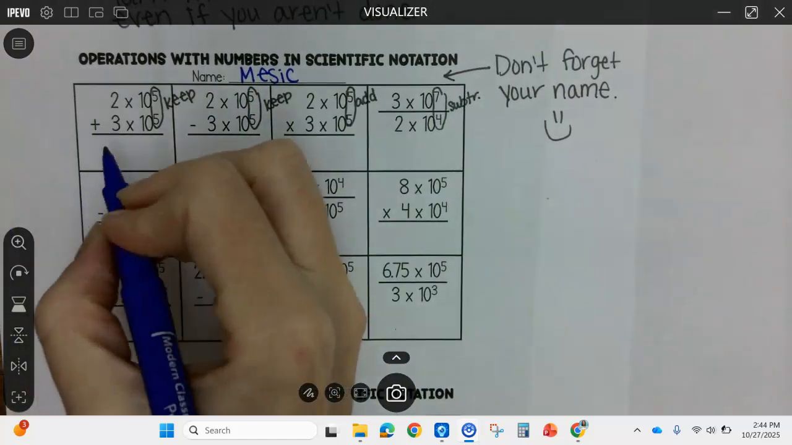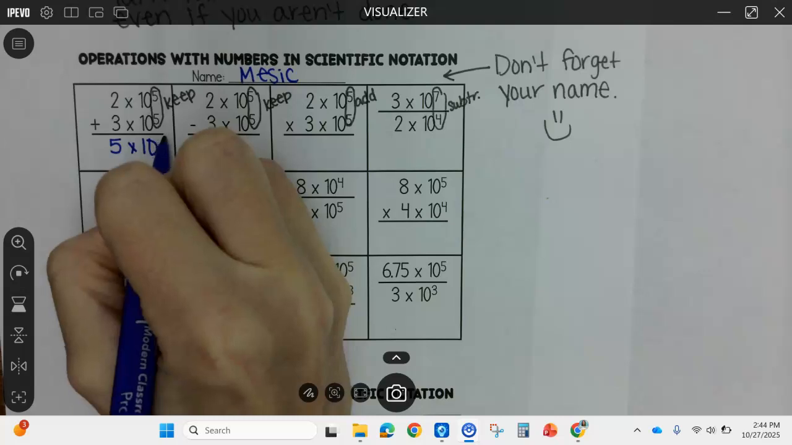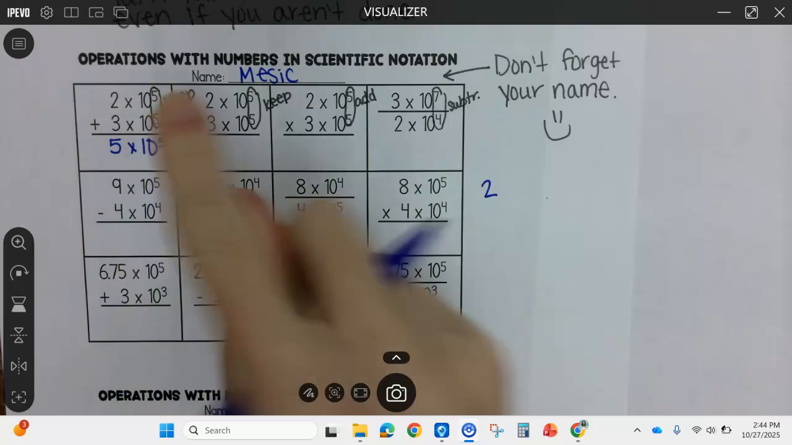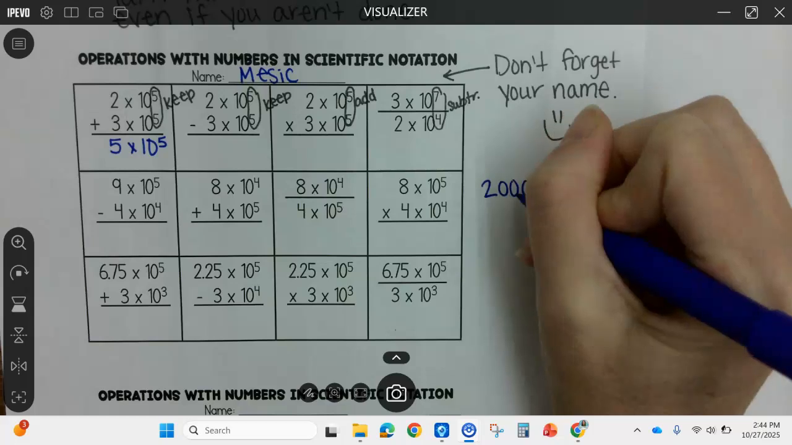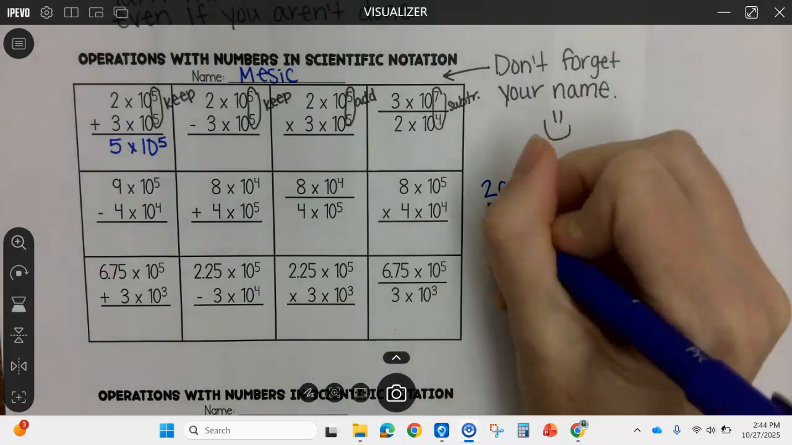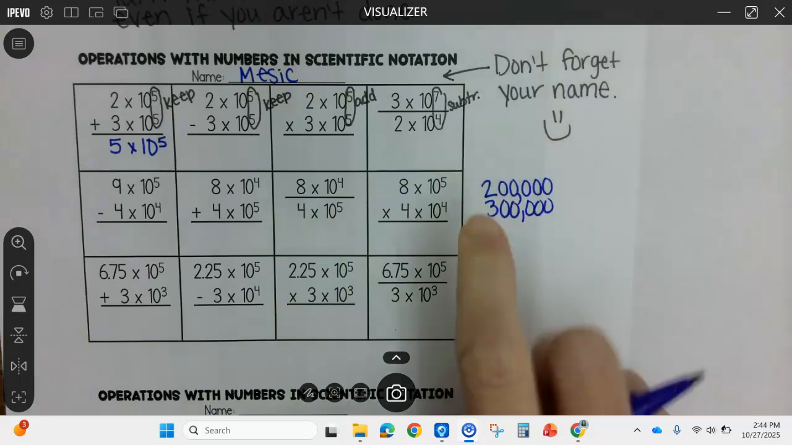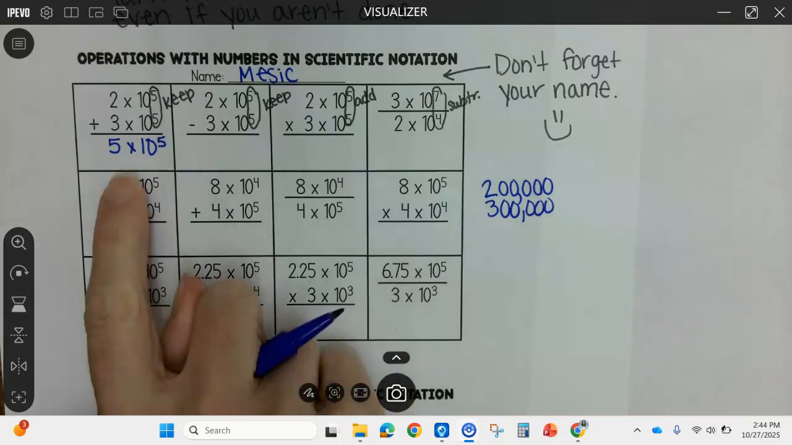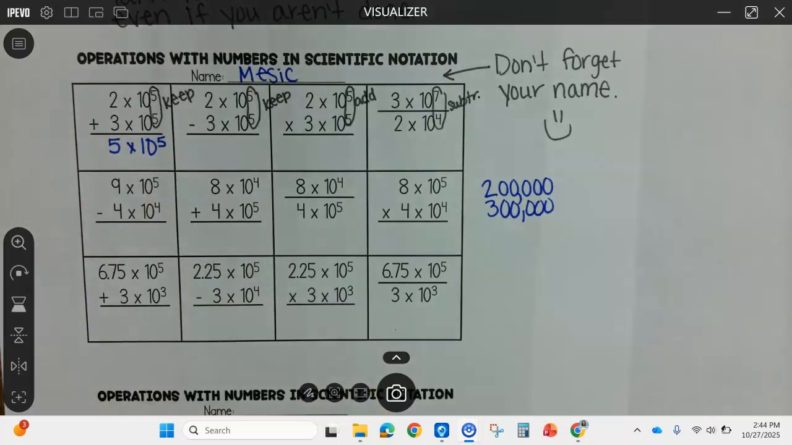All right, so for this one, we're going to do 2 plus 3, and then we are going to keep the exponent the same. The reason for this is 2 times 10 to the 5th power means we have 5 zeros after the 2, and for the 3, we also have 5 zeros. So we have 200,000 plus 300,000, which is 500,000. And this is how we would write 500,000. Okay, so it's a 5 with 5 zeros at the end. So that is the reason we keep our exponents.